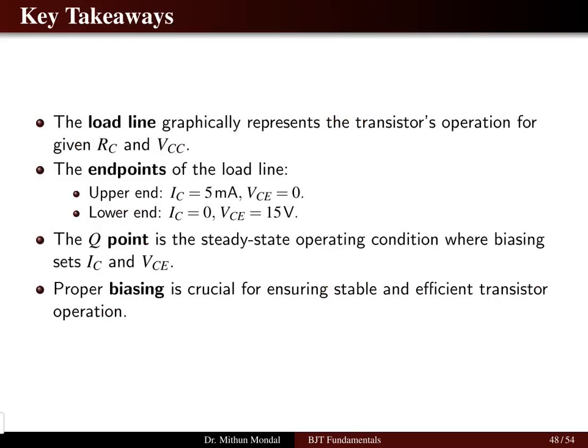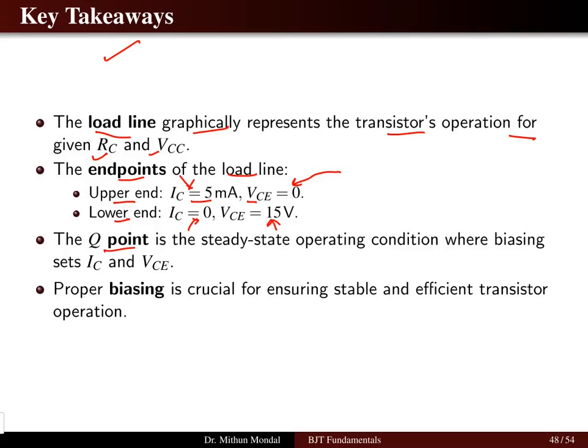So the key takeaways from this discussion: the load line is basically a graphical solution that represents the transistor operation for the given RC and the VCC. The endpoints of the load line, the upper end and the lower end, denote the saturation and the cutoff. We get the collector current and the collector to emitter voltage. If you set the collector to emitter voltage to 0, then you get the collector current. Here you set the collector current to 0, and the collector to emitter voltage you get is 15 volt.